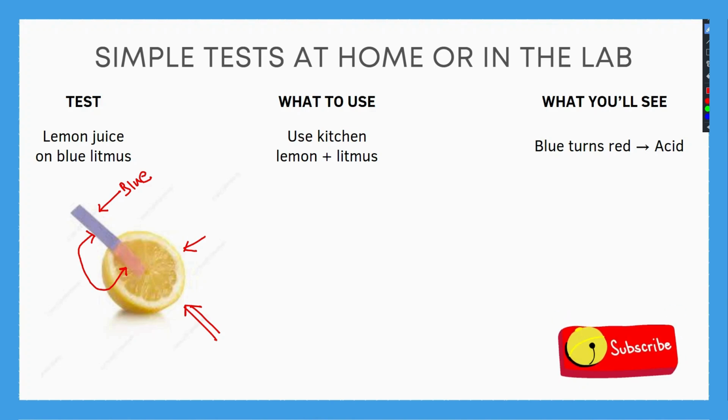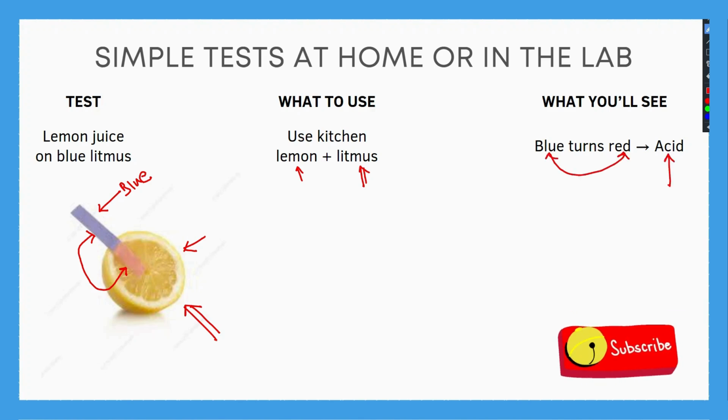So what do you use when you want to carry out the lemon juice test on blue litmus paper? You use kitchen lemon and you use a blue piece of litmus paper. What will you see when you apply it? You will see a color change moving all the way from blue to red. And what does that tell you?